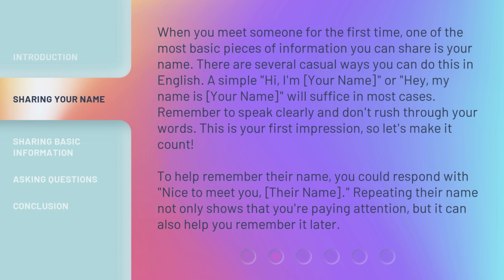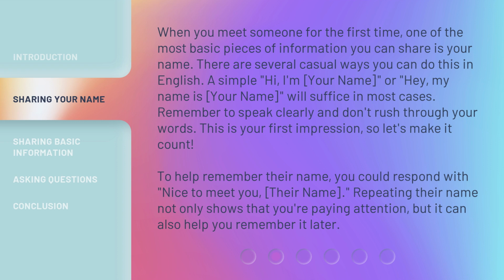When you meet someone for the first time, one of the most basic pieces of information you can share is your name. There are several casual ways you can do this in English. A simple, "Hi, I'm," your name, or "Hey, my name is," your name, will suffice in most cases. Remember to speak clearly and don't rush through your words. This is your first impression, so let's make it count.